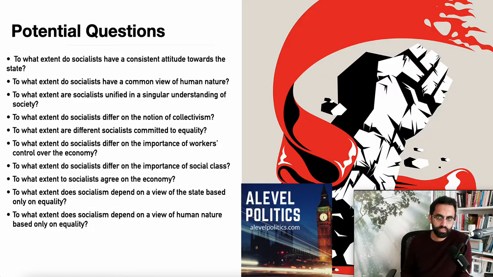So to what extent do socialists have a consistent attitude towards the state? To what extent do socialists have a common view of human nature, a singular understanding of society, a different view on the notion of collectivism, how are different socialists committed to equality, the importance of workers' control, how socialists differ on social class, how they agree or disagree on the economy, how they view equality in relation to the state, and how they view human nature based on equality, right? So these are some example questions.